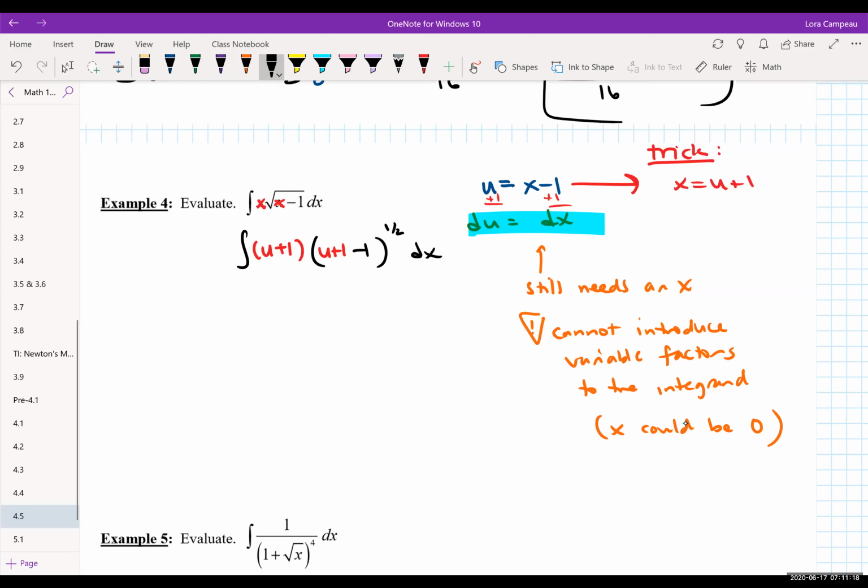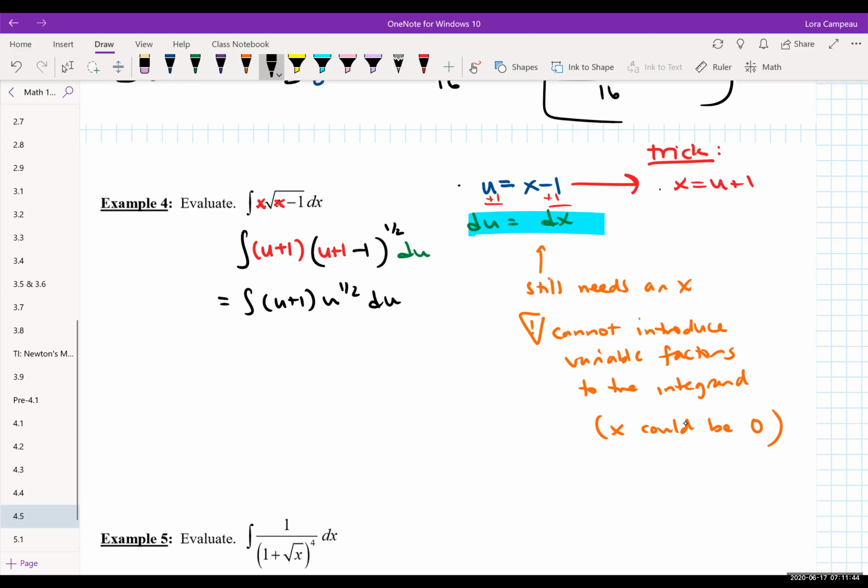But, by the way, if we replaced u with x minus 1 or x with u plus 1, we don't call it dx anymore. We call it du, because du and dx mean the same thing. That's kind of nice. But check this out what this does. We still have the u plus 1, but u plus 1 minus 1 is now u to the 1/2.